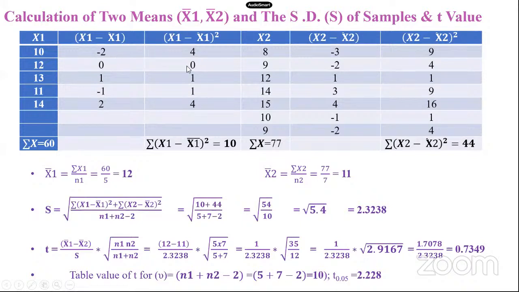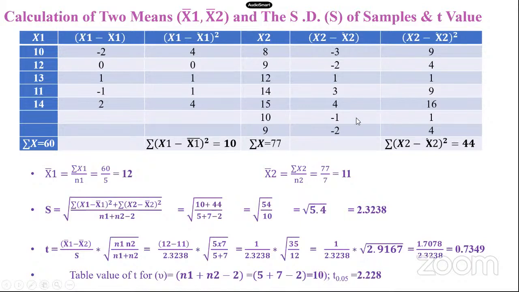Minus 2 squared is 4, 0, 1, 1 and 4. The sum of these squares is equal to 10. So the sum of x1 minus x1 bar whole square is equal to 10.